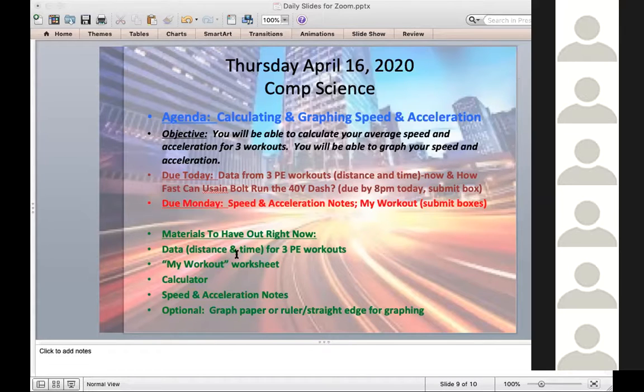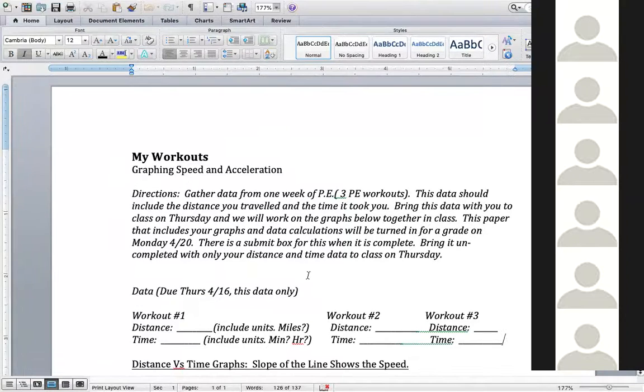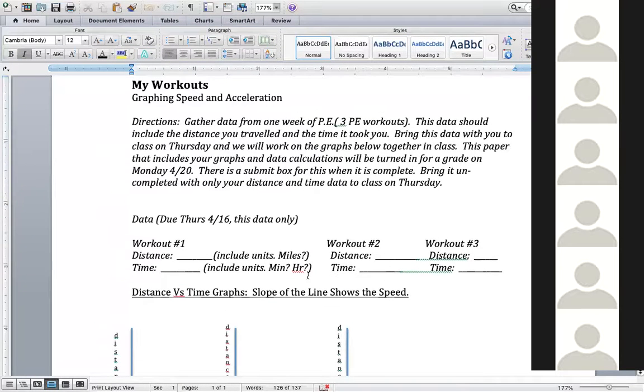Okay, we're going to go ahead and get started. I mentioned also that graph paper might be handy, and a ruler or straight edge to draw straight lines. You could have those handy as well, but they are not necessary, just helpful. So what we are going to do first is look at this document right here.